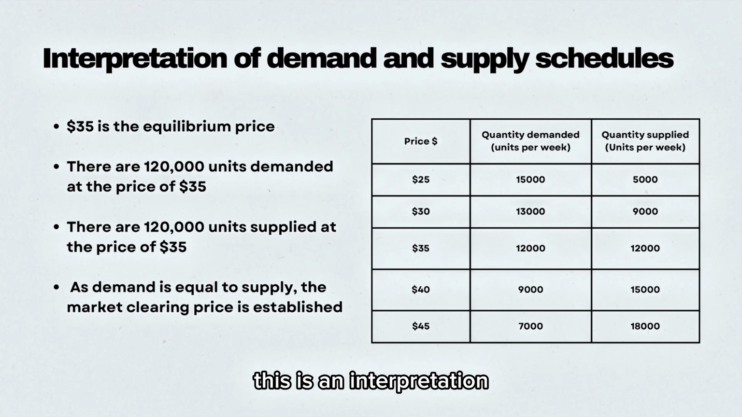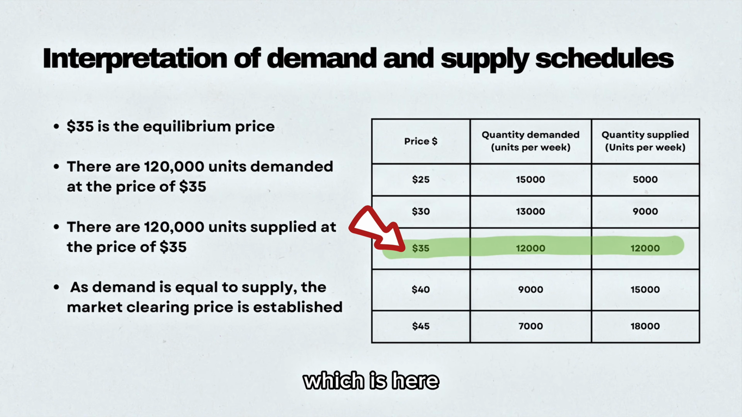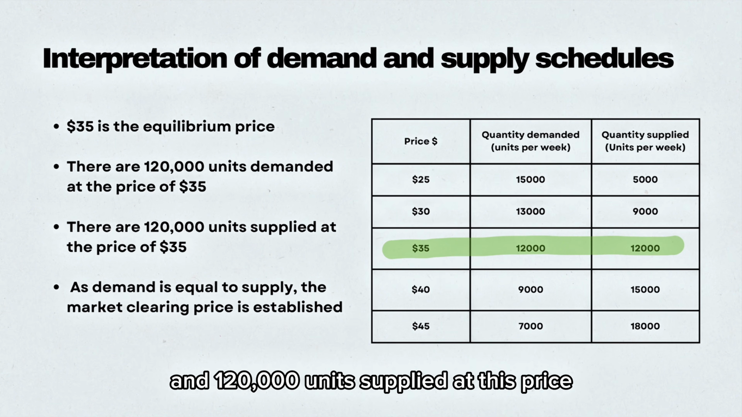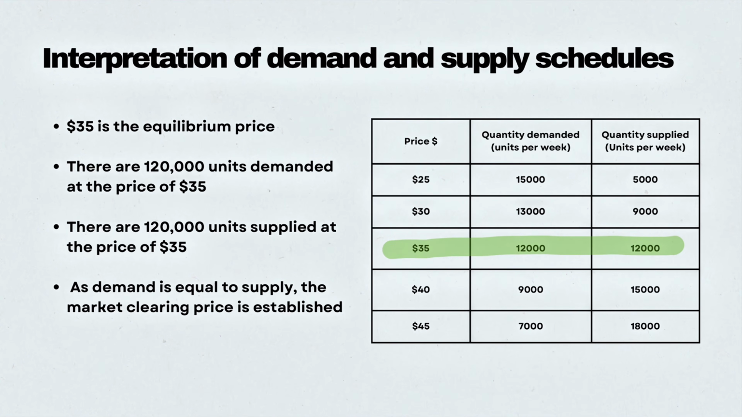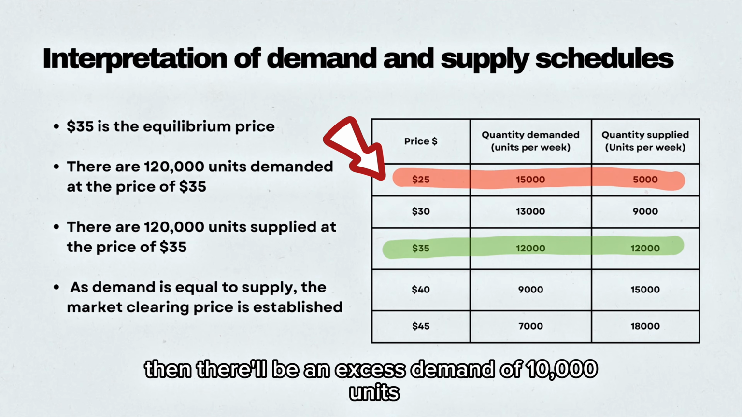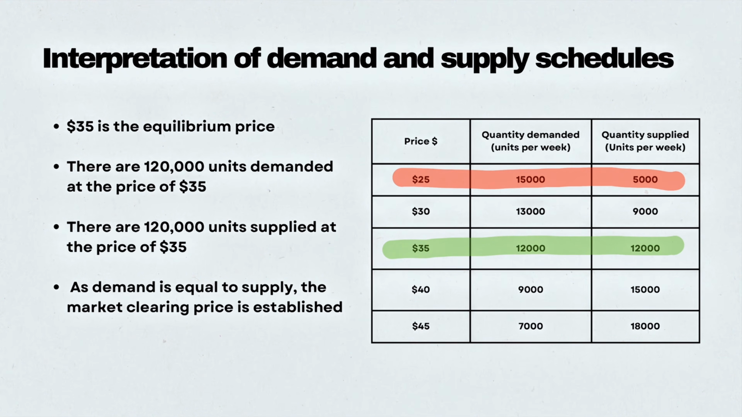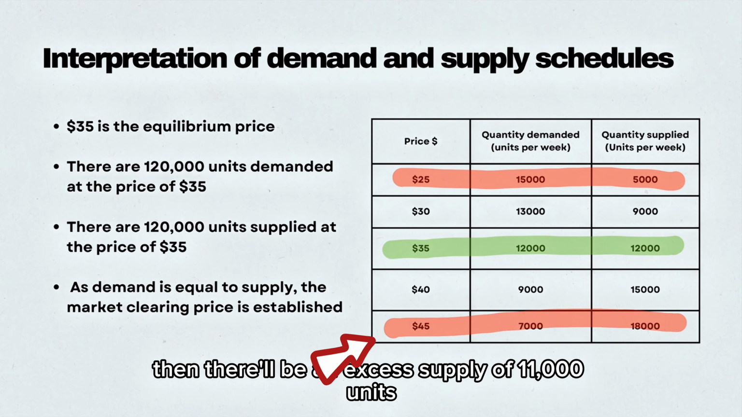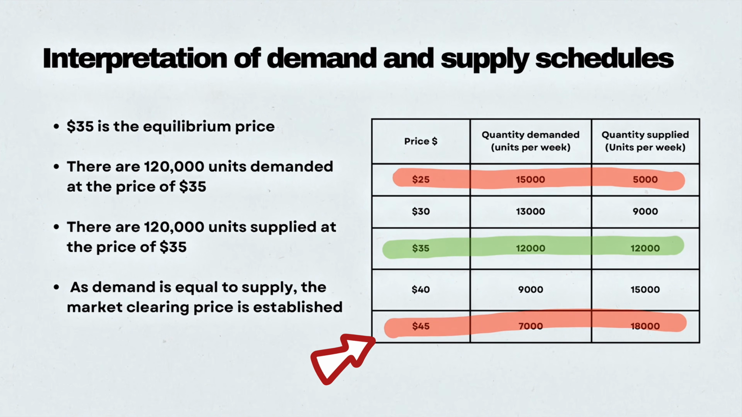This is an interpretation of demand and supply schedules. I'm going to tell you right now that the equilibrium price is $35, which is here, as there are 120,000 units demanded at this price and 120,000 units supplied at this price. If the prices were $25, then there will be an excess demand of 10,000 units. And if the prices were $45, then there will be an excess supply of 11,000 units.